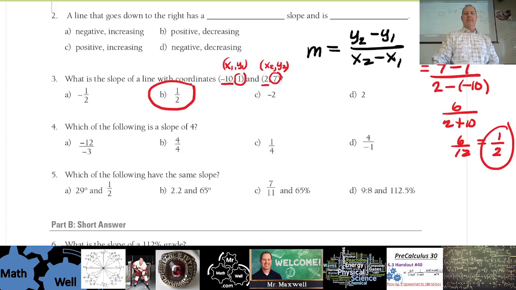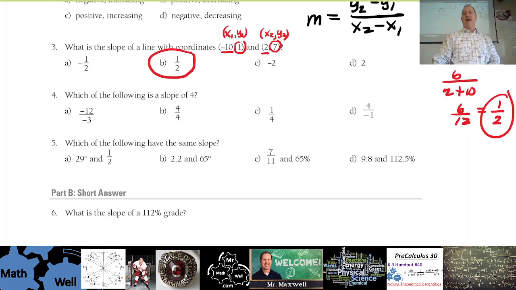Let's see. Okay, let's skip down to number 5. I'll let you do number 4. Number 5, which of the following have the same slope? Okay, so here's where you got to remember there's 3 things. You got to remember what slope is. You got to remember how to turn an angle into a slope, rise over run. And then you got to remember what percent grade is. So there's 3 things there.